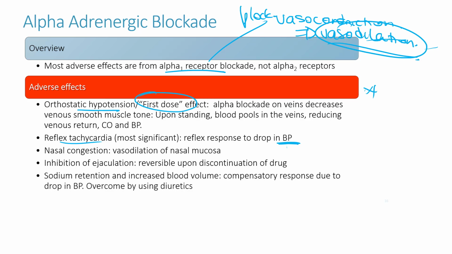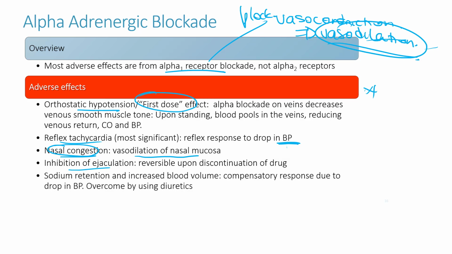So because the blood pressure drops, the heart says, oh, we're not getting enough blood running around through our body, so let's speed up the heart rate, right? And so you end up with tachycardia. That's part of this nerve reflex. You also get, as part of the vasodilation, vasodilation of the nasal mucosa, so you can end up with nasal congestion. Because the sympathetic nervous system is involved in ejaculation, if you block that, you can inhibit ejaculation, and this is reversible when the drug is discontinued.